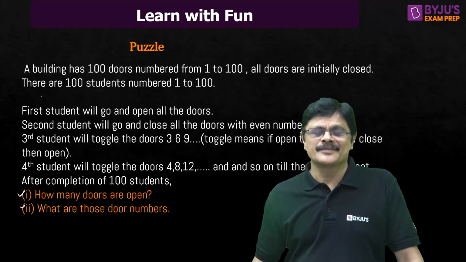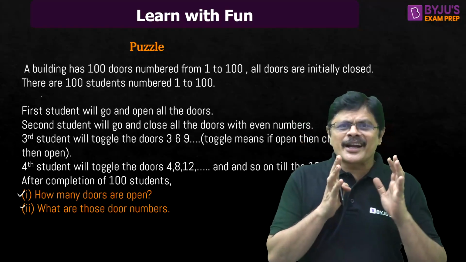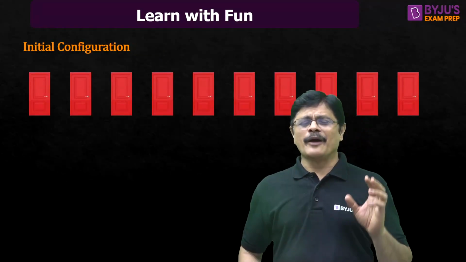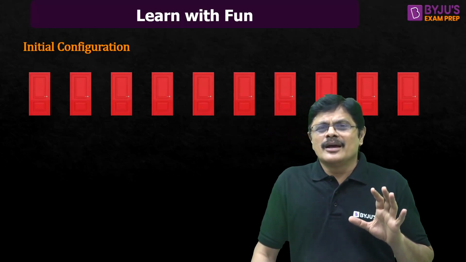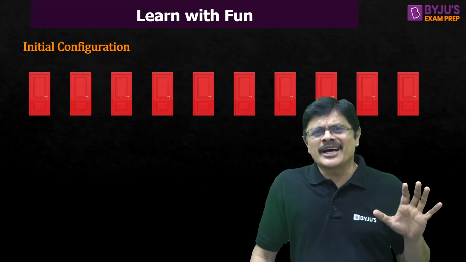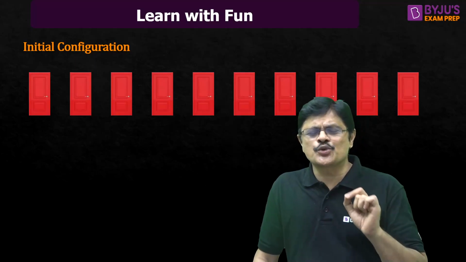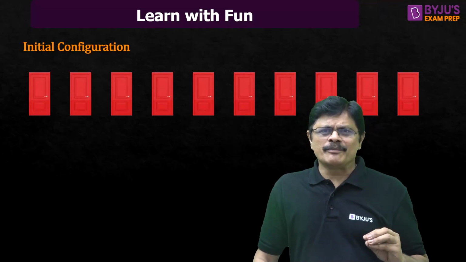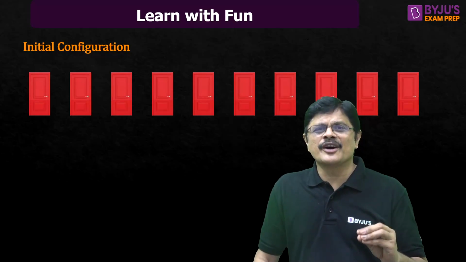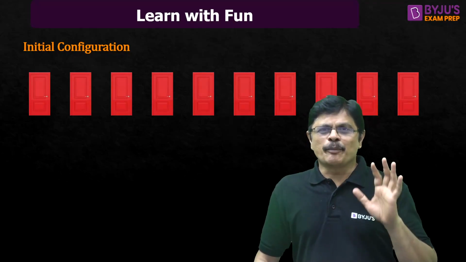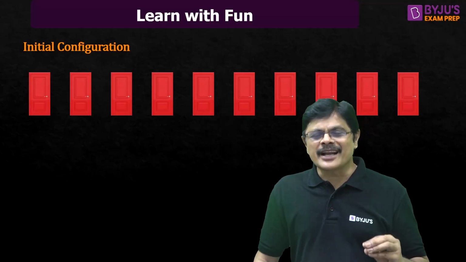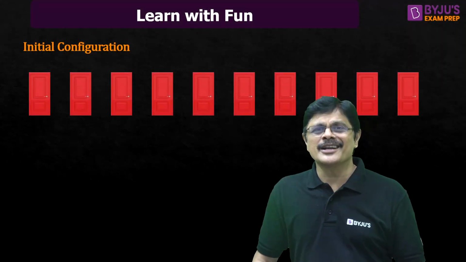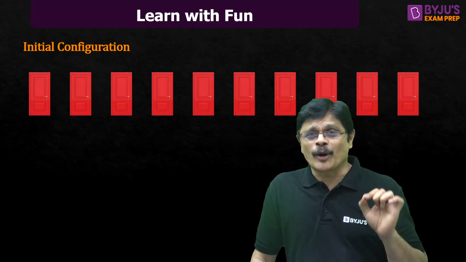That is the question. See, instead of solving this 100 door problem, first of all, let us consider a small variant. Here I am having 10 doors numbered from 1 to 10 which are initially closed. Assume that there are 10 students numbered from 1 to 10. So I am going to give the solution for this particular problem. This solution is generalized for the 100 doors problem. If you properly understand, this solution can be generalized even for the 1000 door problem also. So let us understand this particular solution for the 10 door problem.